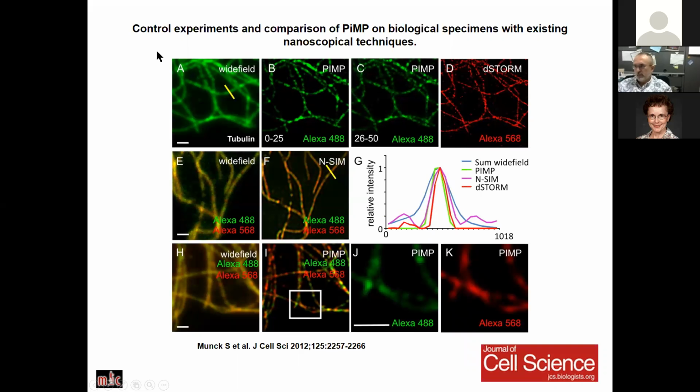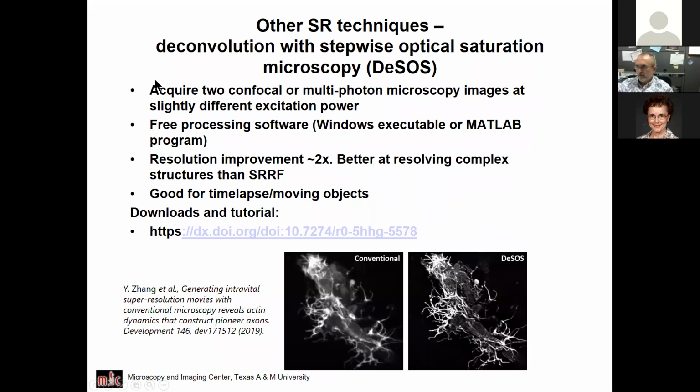So both of these, the SRRF and the PIMP, unfortunately need a big number of images. So if you need to do live imaging and things are moving, that's problematic. Luckily, you have another technique, which is called DSOS.